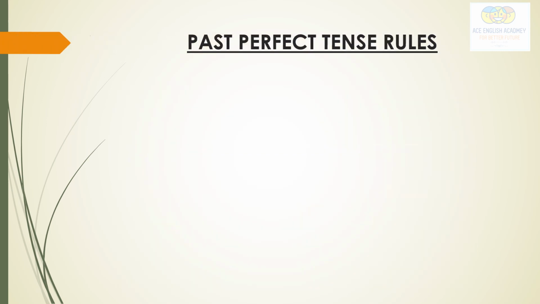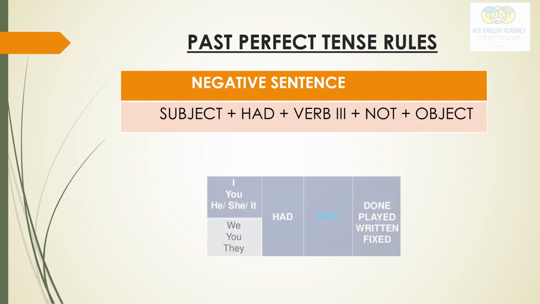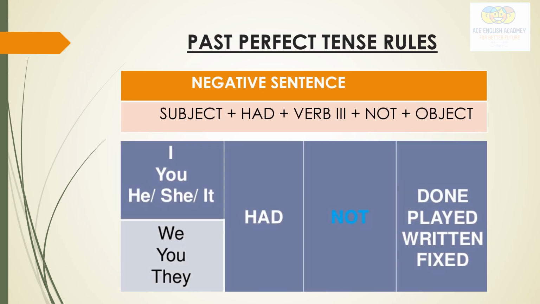Now come the negative sentences. We make negative sentences by just adding not to the simple affirmative sentence. Subject, had, verb third form, object, and here is the not. I had not done my homework. And with all the persons, what do we use? Only had. This is very simple and easy.